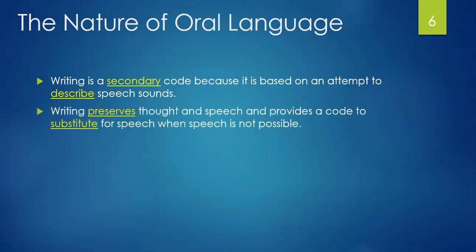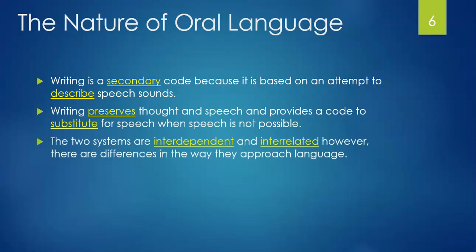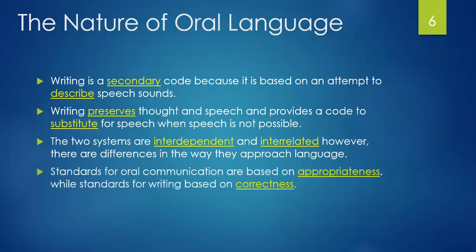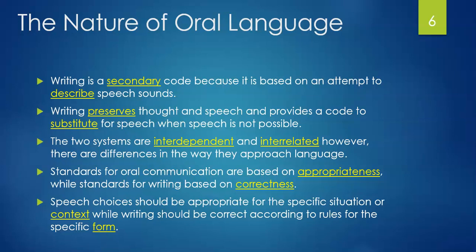Writing preserves thought and speech and provides a code to substitute for speech when speech is not possible. The two systems are interdependent and interrelated. However, there are differences in the way they approach language. Standards for oral communication are based on appropriateness, while standards for writing are based on correctness. Something you need to remember for your test. Speech choices should be appropriate for the specific situation or context, while writing should be correct according to the rules for the specific form.